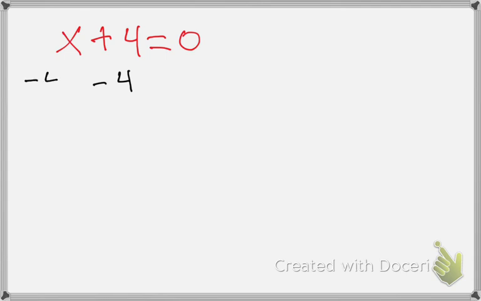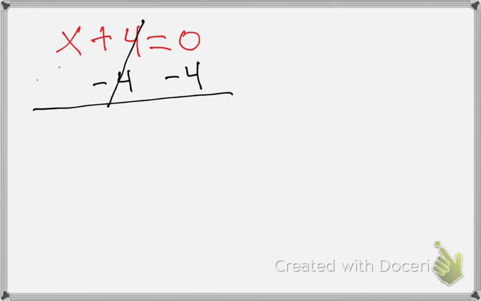Do I put the negative 4 over here? No, I don't. This would be incorrect, right? I do not put the negative 4 over there because that's not both sides of the equal sign. So therefore, let me rewrite that. The negative 4 goes over here, okay? Both sides of the equal sign.